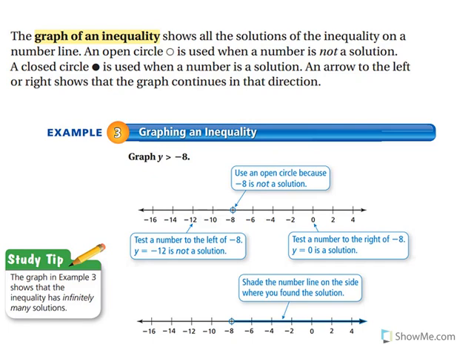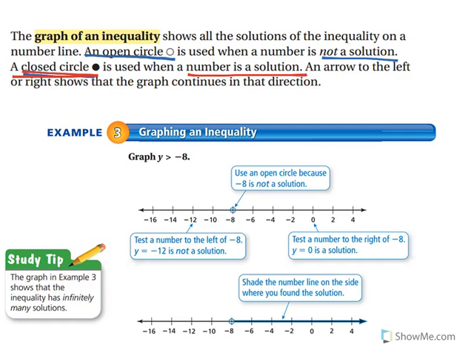So now we're on to the graphing part of this. So it says a graph of an inequality shows all the solutions of the inequality on a number line. An open circle is used when the number is not a solution. Okay? And a closed circle is used when a number is a solution. I'll show you what that means here in a moment. An arrow to the left and right shows the graph continues in that direction.